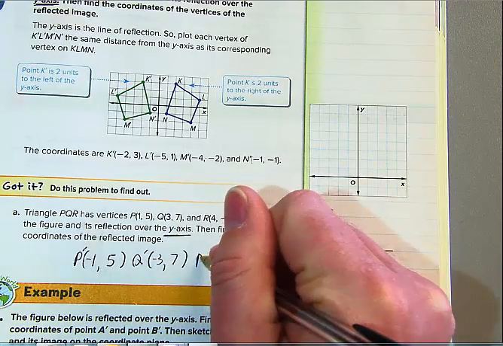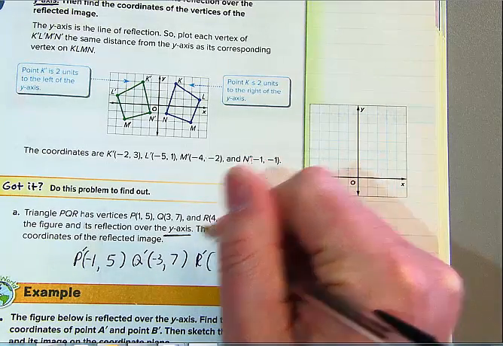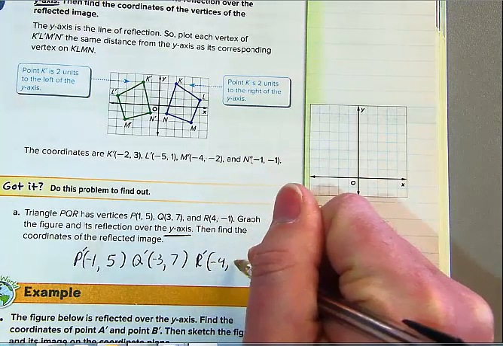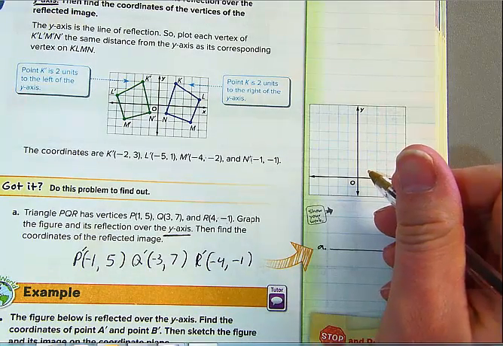Then finally R prime. So 4 is my x. That's what's changing. So it goes to negative 4. My y stays the same at negative 1. And then I graph it right over in here.